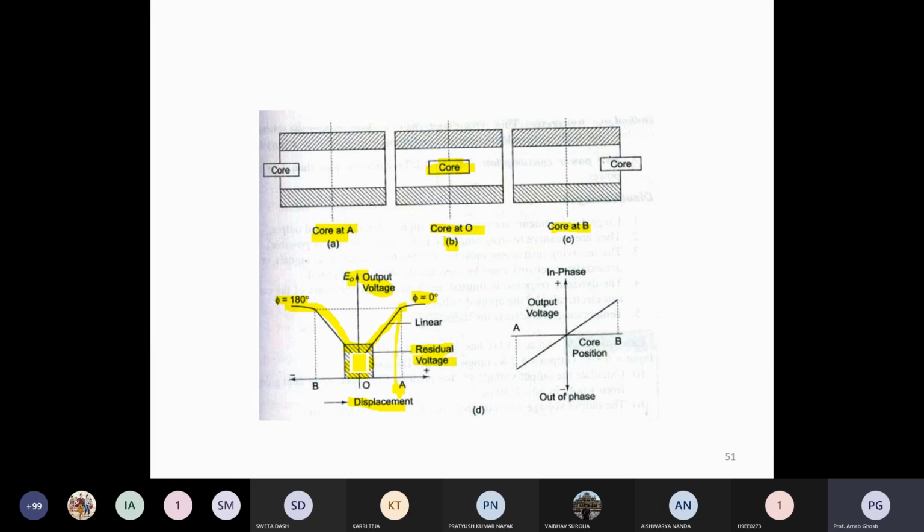If the displacement is in the reverse manner, you will definitely get induced voltage, but in the negative direction. That's why, as polarity, you can say the phase angle is 180 degree out of phase. So it is positive on one side and negative on the other. So in phase and out of phase output. You can see that it is varying linearly with core position, and that output voltage is there.